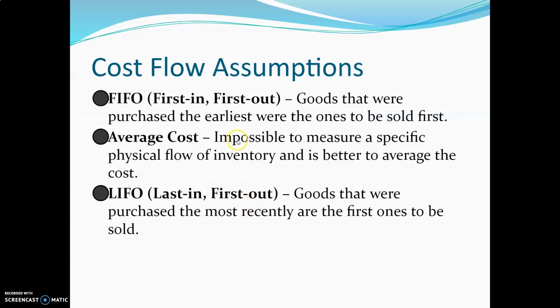Then there's average cost, and this would be super hard to do if we're doing a physical flow inventory. In fact, it's better to use average. It's impossible to measure a specific physical flow of inventory, and it is better to average the cost. So this one, we average the cost over a period. And then there's the last one, which is LIFO, which stands for last in, first out. Goods that were purchased most recently are usually the first ones to be sold. So each one of these 3 things will change how exactly we value the cost of goods sold.